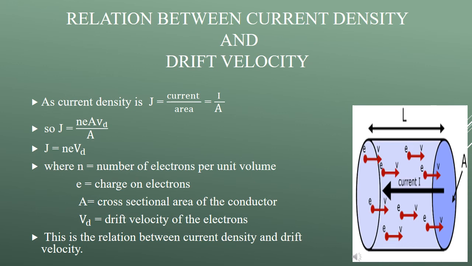Now coming to the formula of current density, which is J equals I upon A. Now putting the value of current, which is neAvd upon A, A cancels A, J equals nevd, which is the relation between current density and drift velocity, where n is the number of electrons per unit volume, whose property is that it is of metals. When we change the metal, then the current may change. e is the charge on the electron and A is the area.